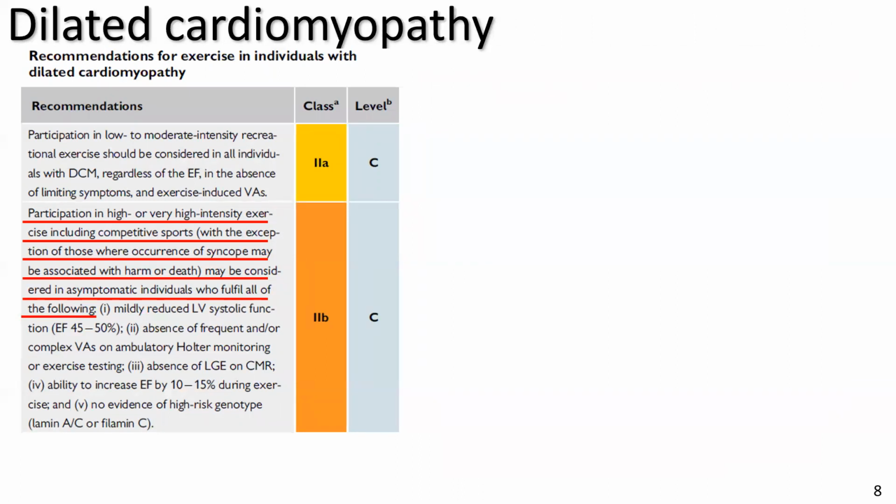Absence of frequent and or complex ventricular arrhythmias on ambulatory Holter monitoring or exercise testing. Absence of LGE on cardiac magnetic resonance imaging. Ability to increase ejection fraction by 10 to 15% during exercise. No evidence of high risk genotype.